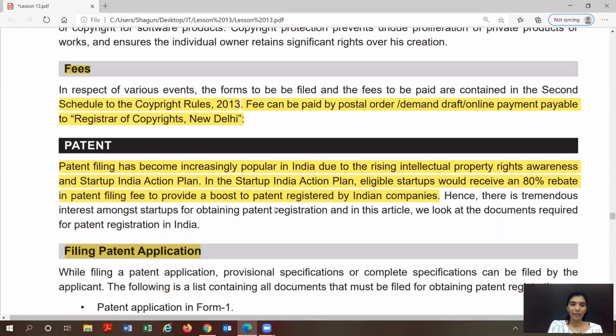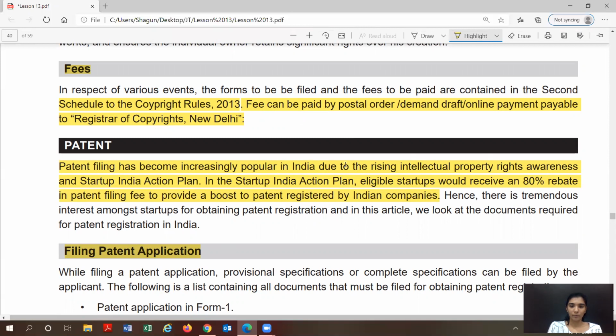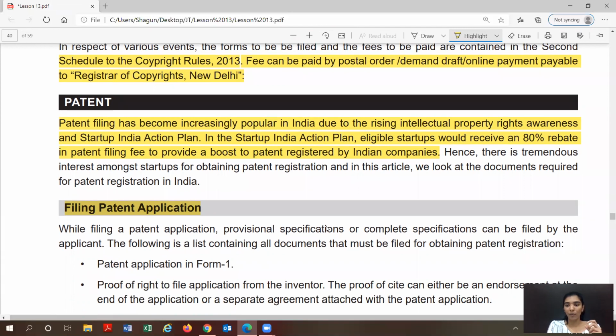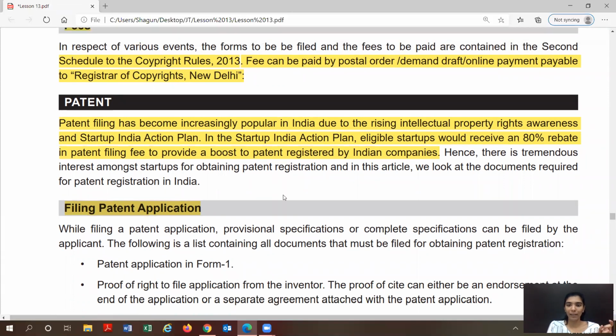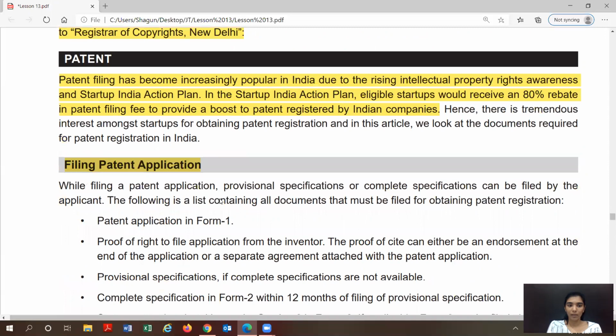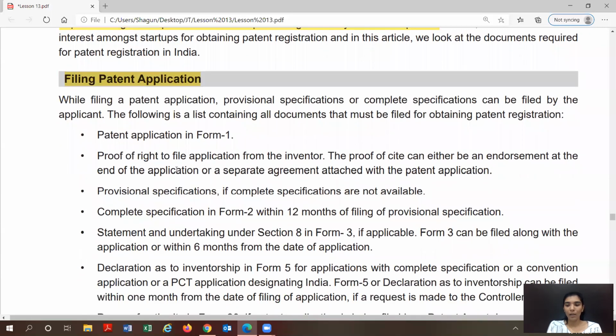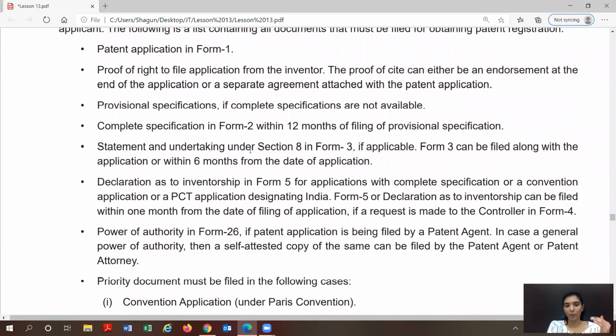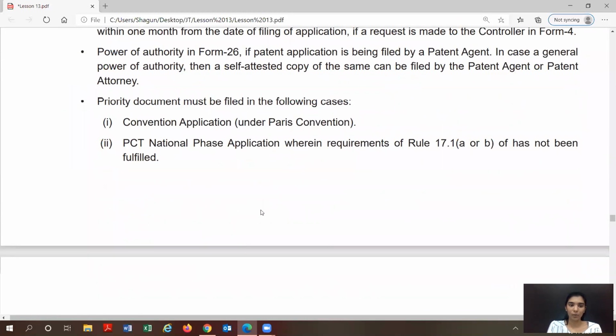Now, third category is patents. जो startups होती है, they have various patents. मतलब a particular process which they want to protect, so they will get it registered. Filing of patent application. Patents के लिए application आपको form 1 में submit करना होता है. उसके साथ आपको और अलग-अलग details देनी पड़ती है. You can just read through once.